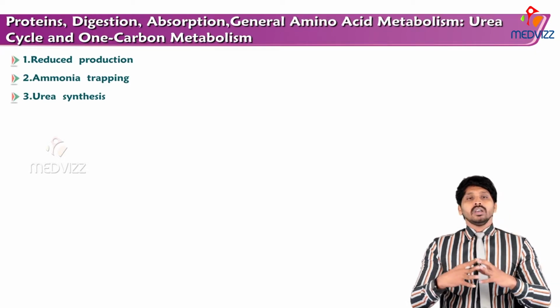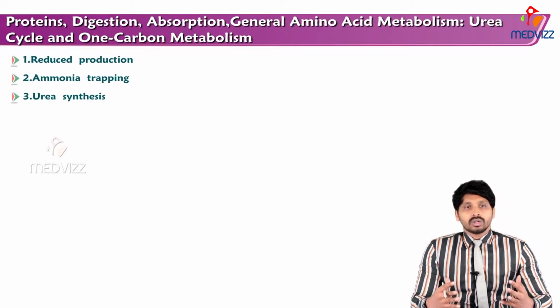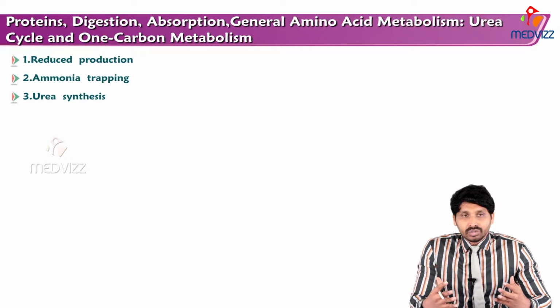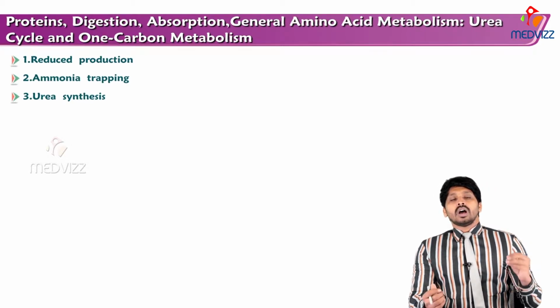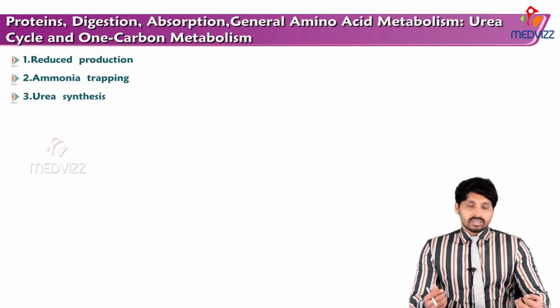So first we will see how the ammonia is produced and how this ammonia is trapped in the peripheral tissues and how it is transported to the liver. And finally, once it reaches the liver, how urea synthesis is taking place, right?